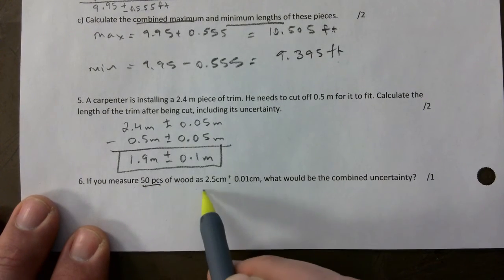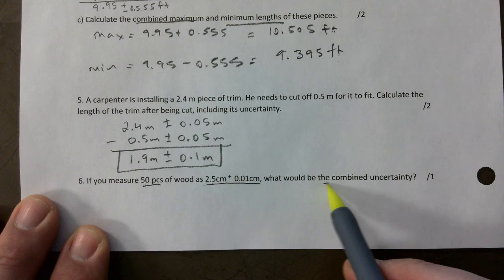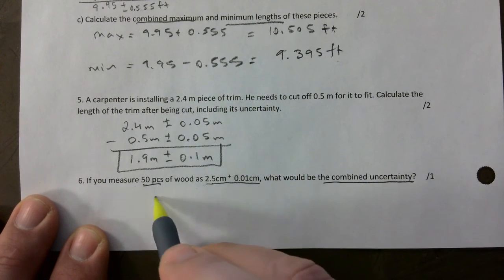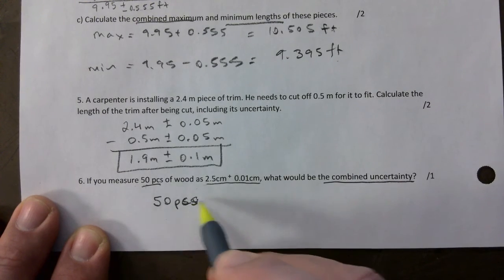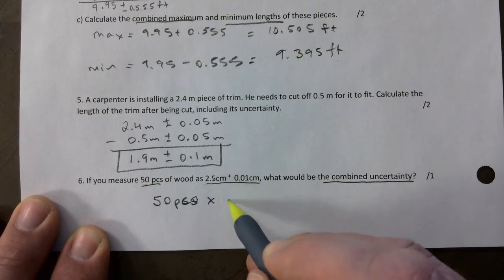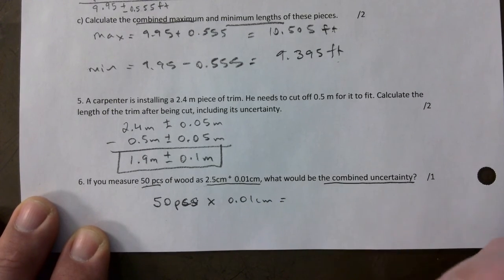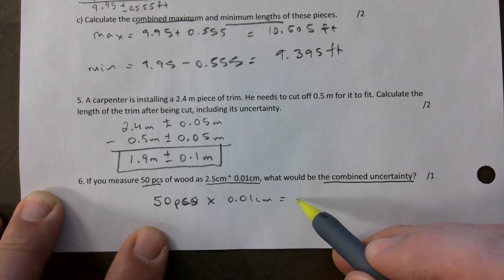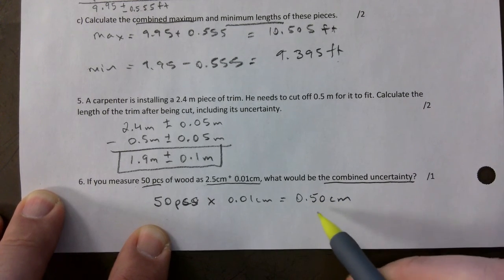If you measure 50 pieces of wood as this, what would be the combined uncertainty? And that's just the idea that you take 50 pieces, right, and just multiply it by 0.01 of a centimeter, right? So that should be 0.50 centimeters.